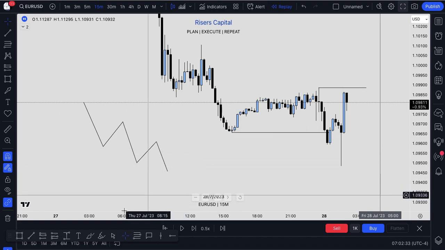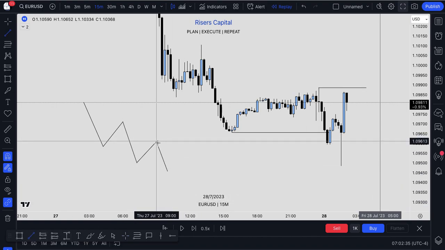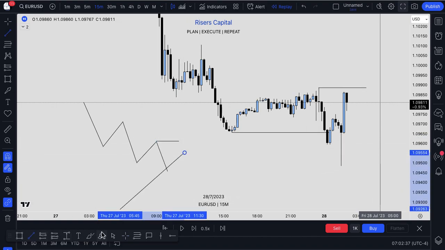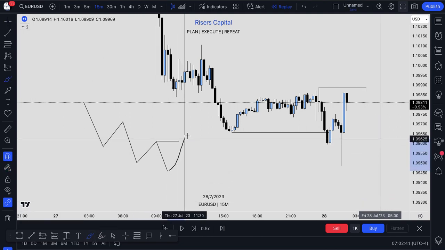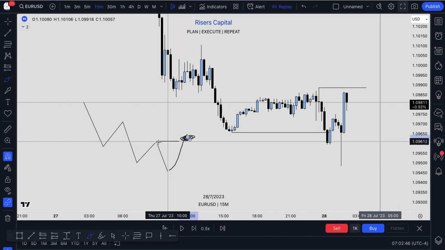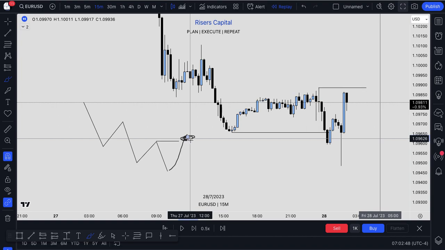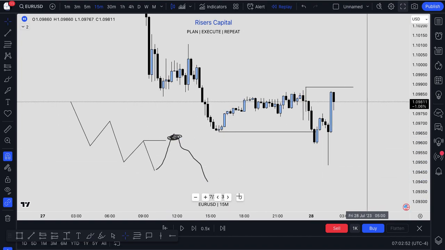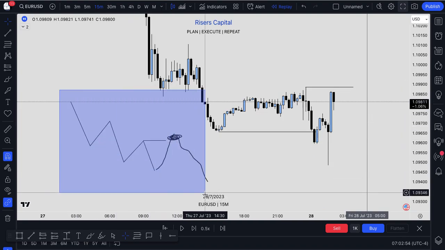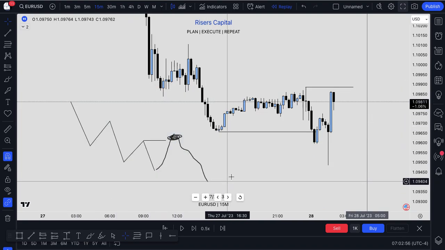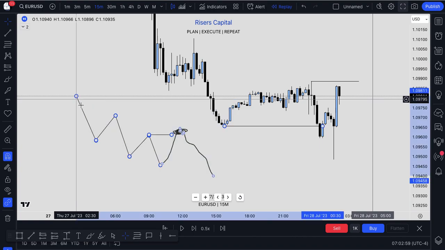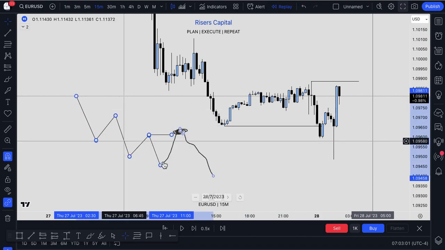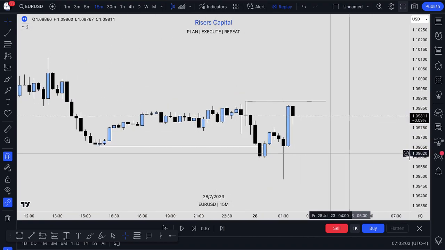And now what did we expect to happen? We expected this to get taken and for price to do something like this, absorb all these buy orders and take out these sell stops, and then what? It further moved down. Okay, so let's see what actually happened.